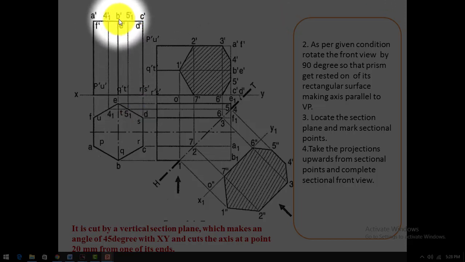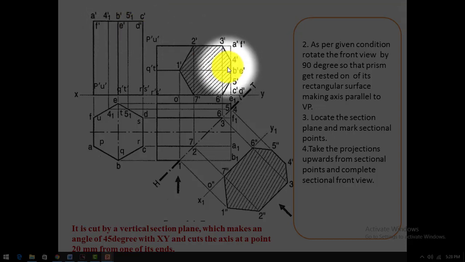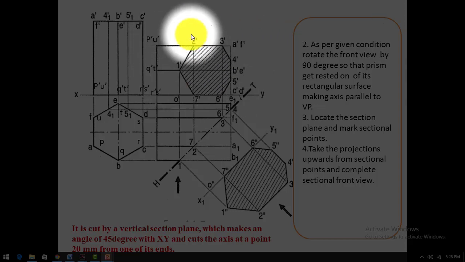Then by taking the distance of the 4 point and 5 point from the B dash or E dash point, taking B dash and E dash, the same point, at the center, cut arcs here and here. So you will get the 4 and 5 points. Then join these points in proper sequence and draw the hatching lines. This completes your sectional front view.